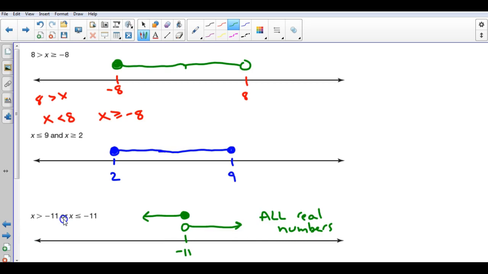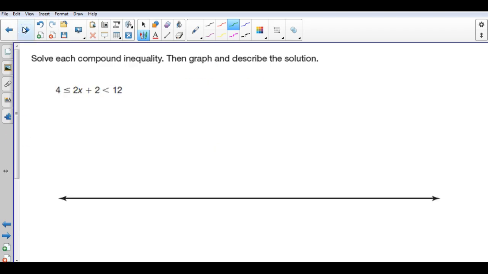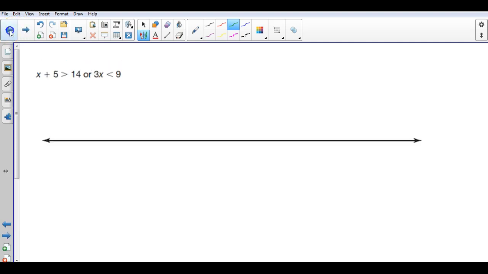It's either going to be one or the other. If this would have said and, then it would be kind of weird, but we're not going to deal with one of those just yet. With these ones, we're going to be solving these and then graphing and describing the solution. So this will be the last few examples we work through.